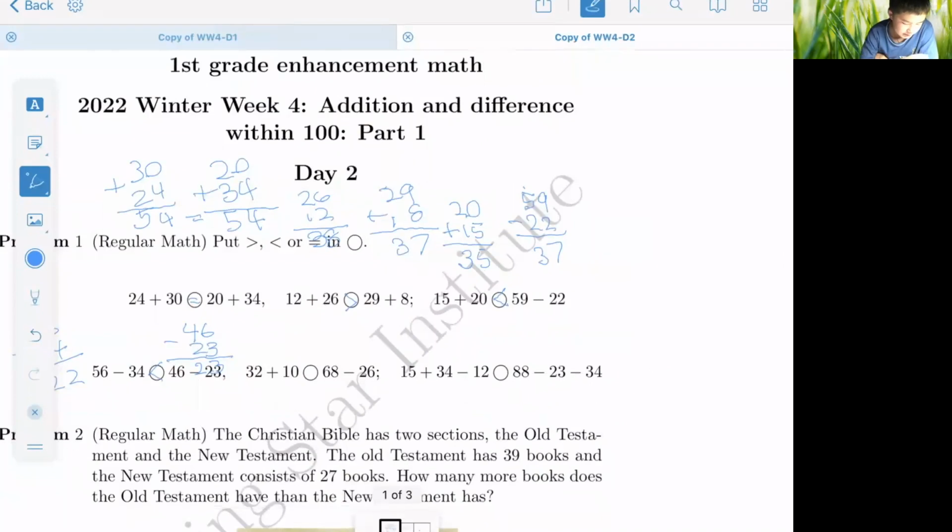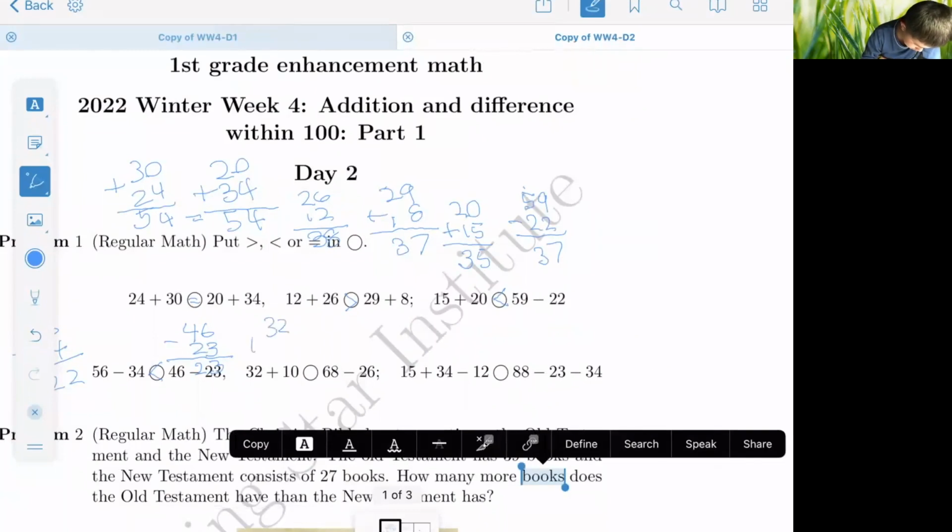32 plus 10 is blank 68 minus 26. 32 plus 10 equals 42 because 2 plus 0 equals 2 and 3 plus 1 equals 4. 68 minus 26: 8 minus 6 equals 2, 6 minus 2 equals 4. So these two values are equivalent.